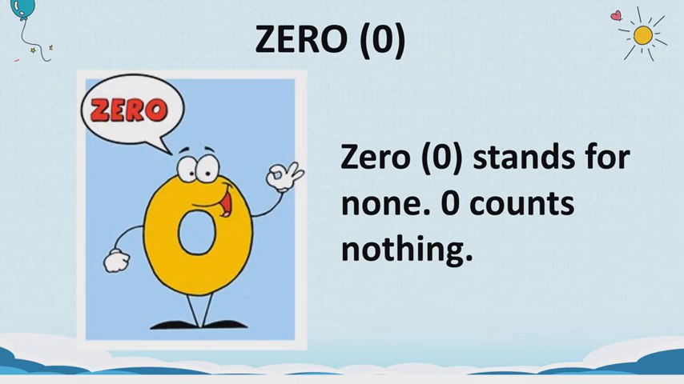0. 0 stands for none. 0 counts nothing. Here you can see how we write 0. 0 is a round circle, a small circle. We write 0 as a small circle and we call it 0. 0 means nothing and 0 counts nothing. When we talk about counting, 0 means nothing and the value of 0 is also nothing.